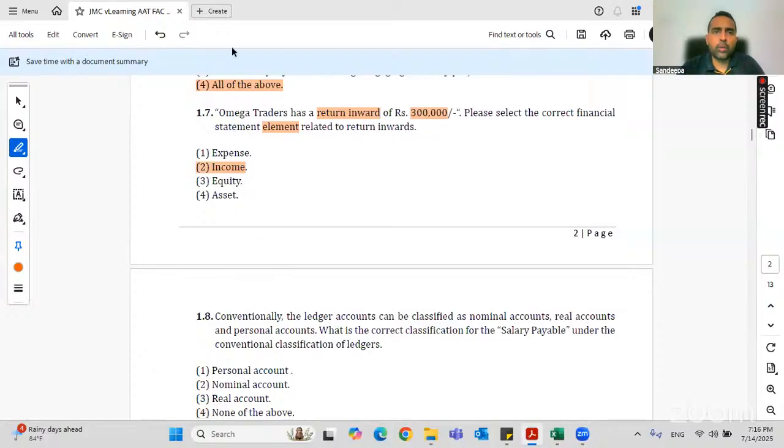Did you understand that, kids? Sales return means goods returned back to us, right? That is not an expense, okay? That's part of your income, kids. It's a reduction of income. Okay then. Right.